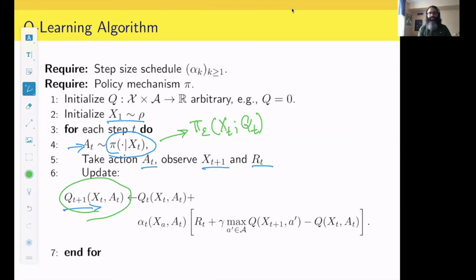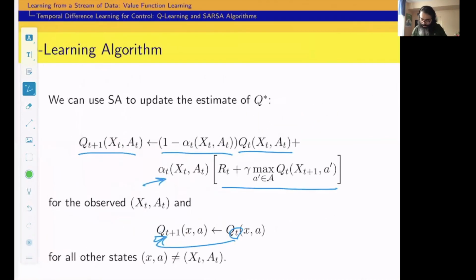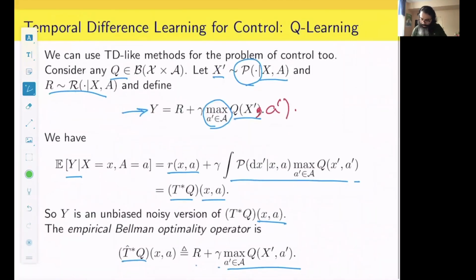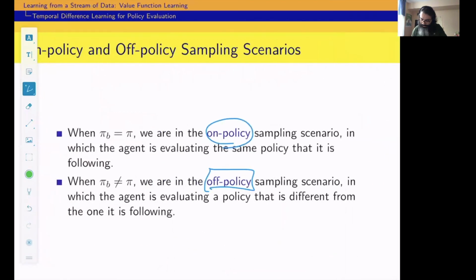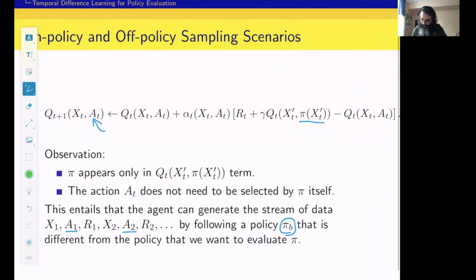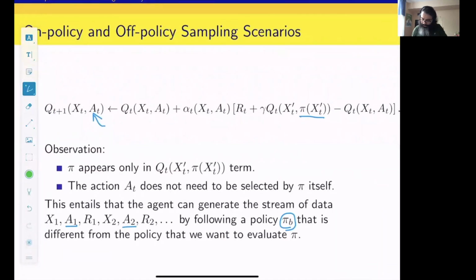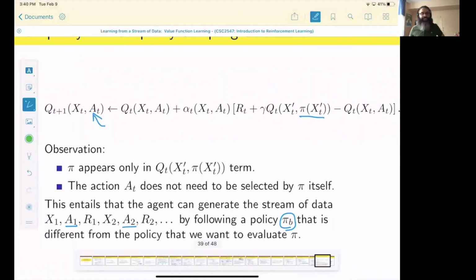Okay, so there's a confusion about the behavior policy. I imagine this is the slide that you're referring to.